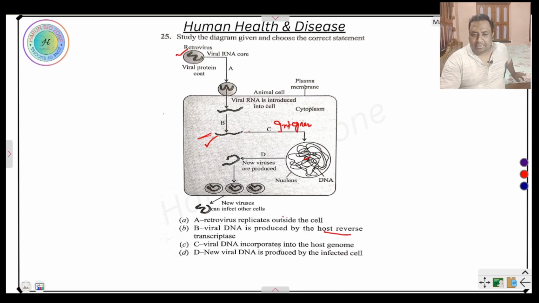Viral DNA is incorporated into the host genome. The virus DNA incorporates inside the host genome. The new viral DNA is produced by the infected cell. New viral DNA infects the new ones. So here the correct option is D. New viral DNA is produced by the infected cells.